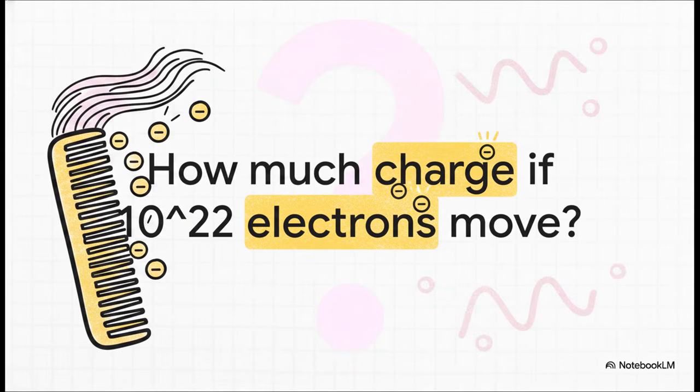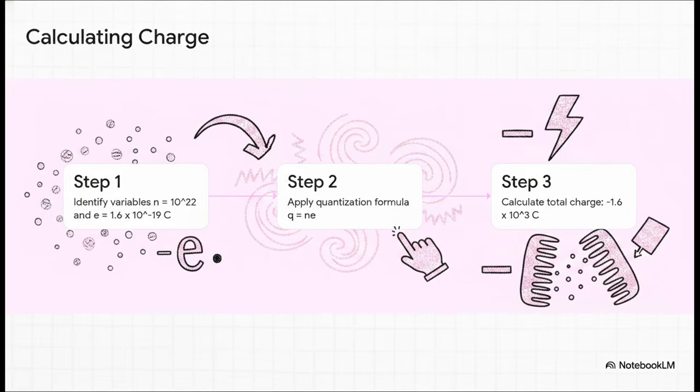So, to test our understanding of this, here's a fantastic question straight from the source notes. It asks, what happens when you run a comb through your hair on a dry day and 10 to the 22nd power electrons jump ship from your hair onto that comb? What is the total charge actually carried by the comb? Let's look at how the notes solve this using the exact structure we just learned.